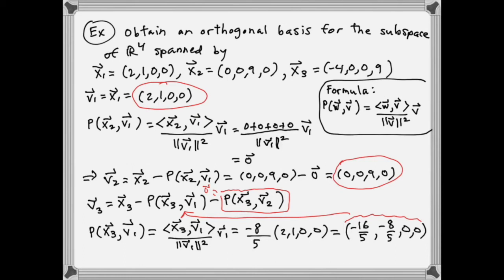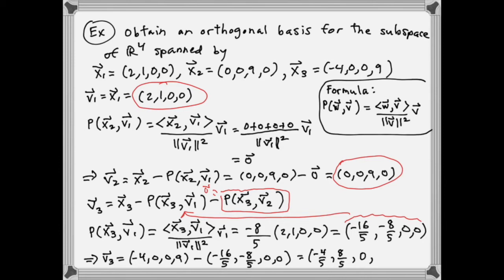So what this means is that v3 is going to equal x3, which is -4, 0, 0, 9, minus that vector, -16 fifths, -8 fifths, 0, 0. What do we get when we subtract these two vectors? Well, -4 minus -16 fifths is the same as plus 16 fifths. So -20 fifths plus 16 fifths is -4 fifths. And the next one is 0 minus a negative 8/5, which is 8/5. And then 0, and then 9. So there you go. There's our third vector.